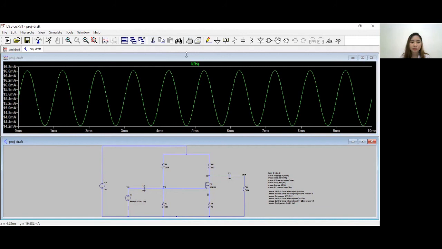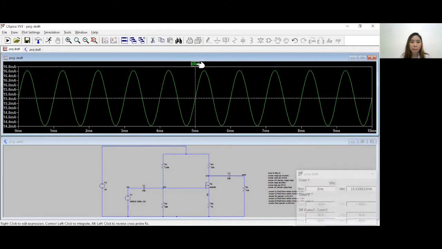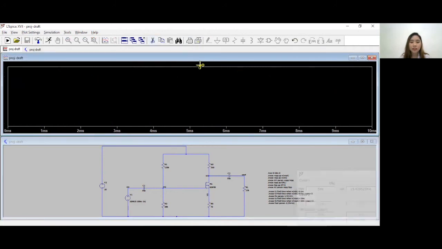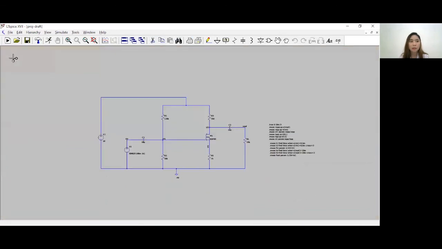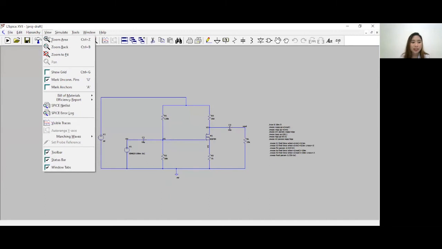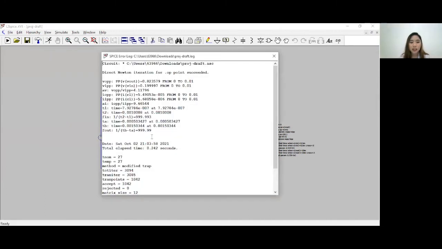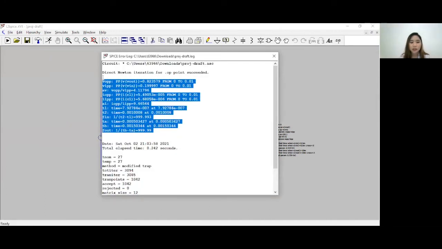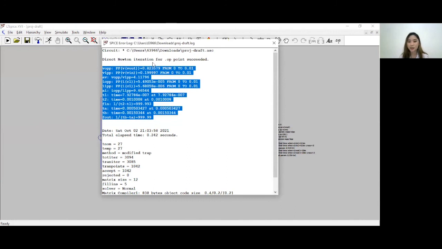And then for that, since we have the .meas commands, we can measure the exact values by just clicking the view tab and then selecting the SPICE error log. And as you can see, here's the value for the peak-to-peak voltage, the average voltage gain, the power, and the bandwidth. And that's all for my simulation circuit explanation.